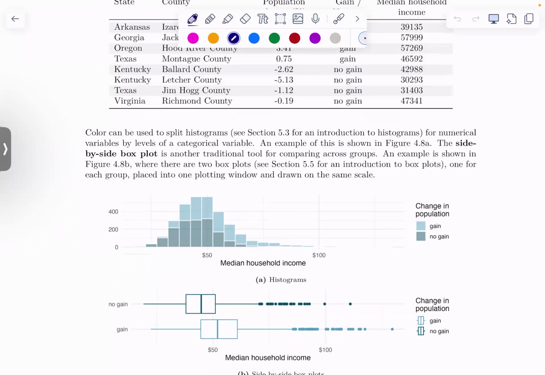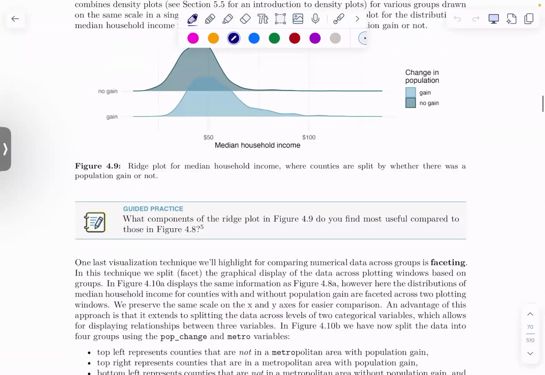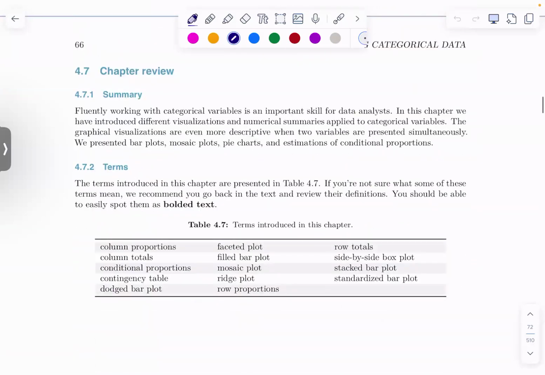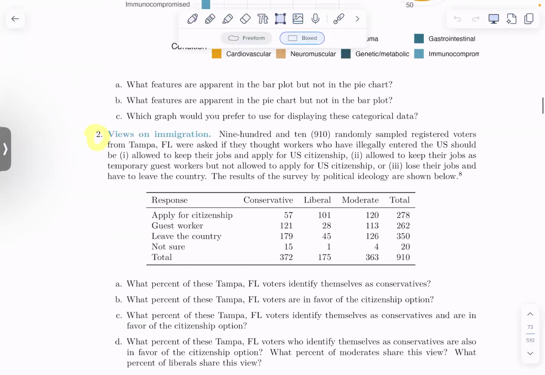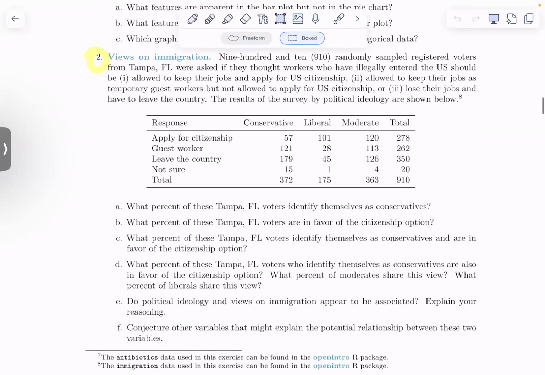I feel like it's question 2 or 4. I grab them from the odd ones or the even ones here. Question 2.